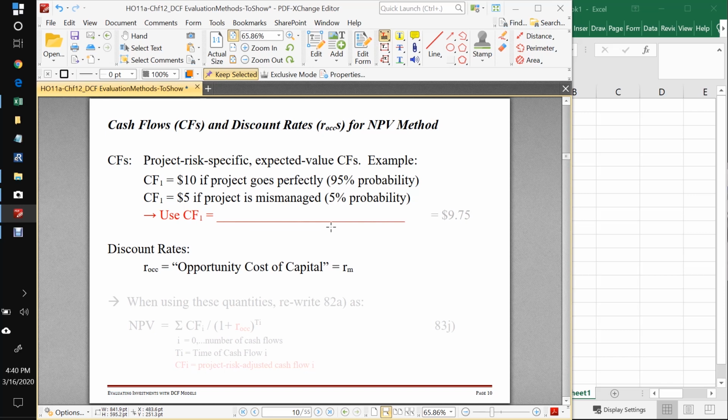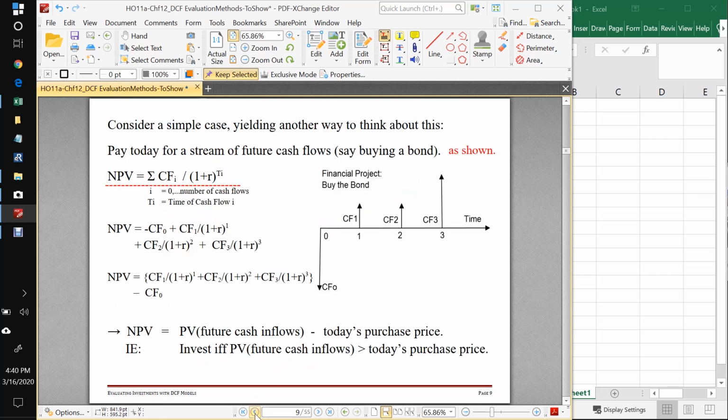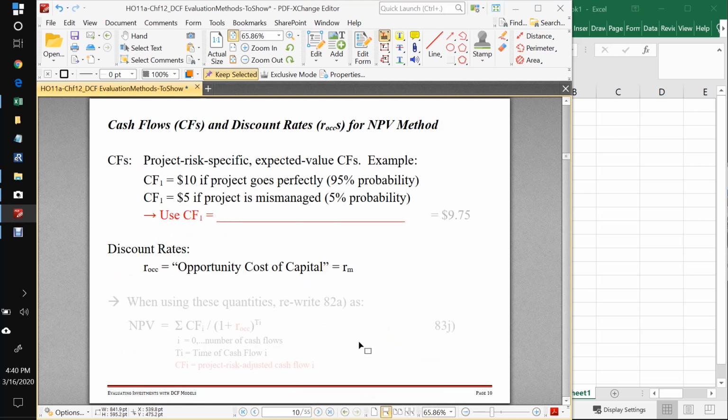So we've got our NPV method, and we have this great equation that we're going to use to compute the NPV of a project. But we need to think a little bit about what cash flows exactly should we be putting in here and what discount rate should we be putting in here in light of our discussion about risk in the last two chapters. So for cash flows, we always want to use, just like we did in the past two chapters, our project risk specific expected value cash flows.